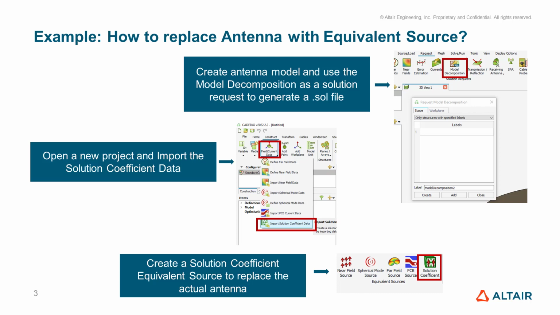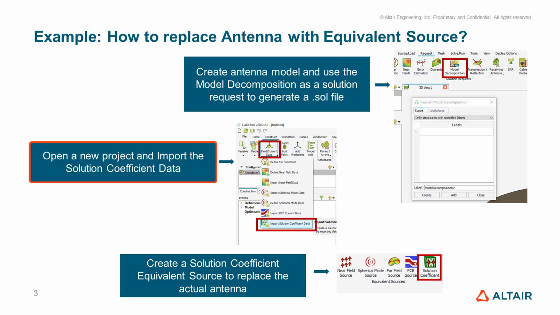So let's understand the modeling steps of how to replace an antenna with an equivalent source. We'll start by creating an antenna model. This could be any generic antenna. We'll then use the model decomposition as a solution request. This is to generate a .solve file or a solution file. The .solve file can now be used in other projects to replace the actual antenna.